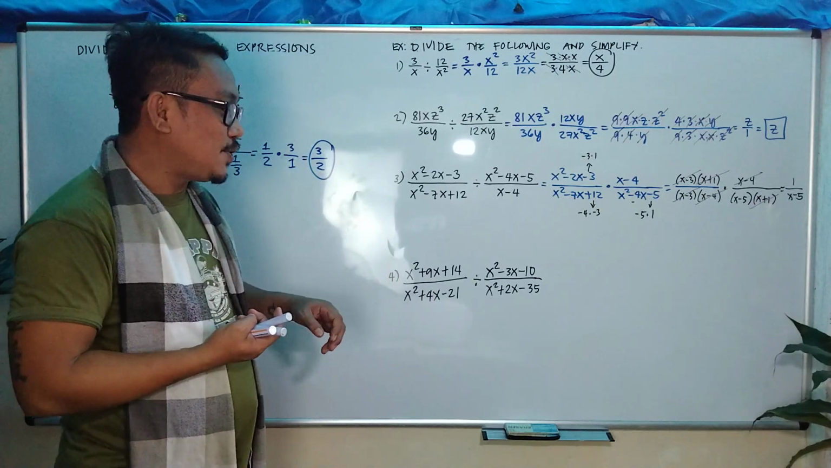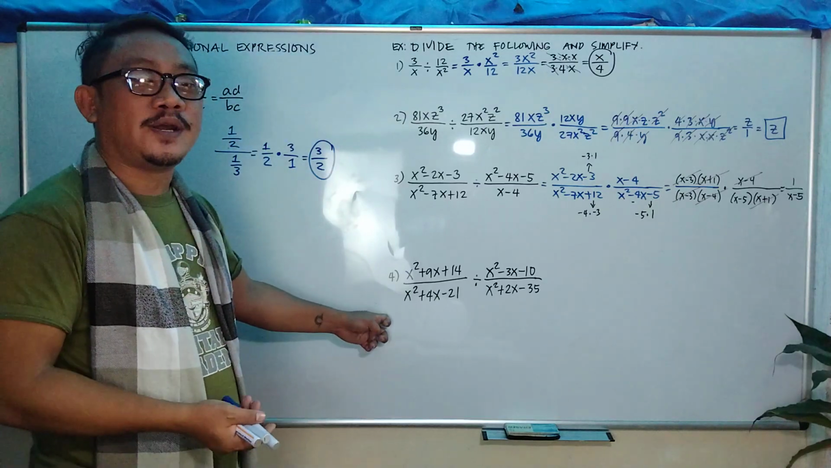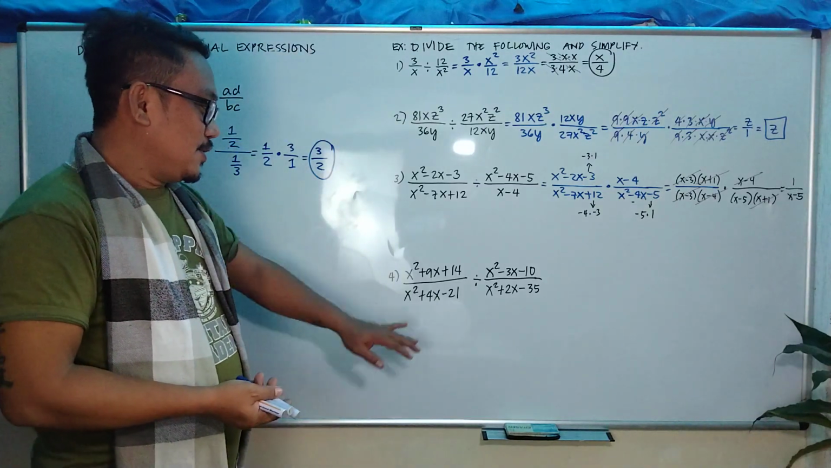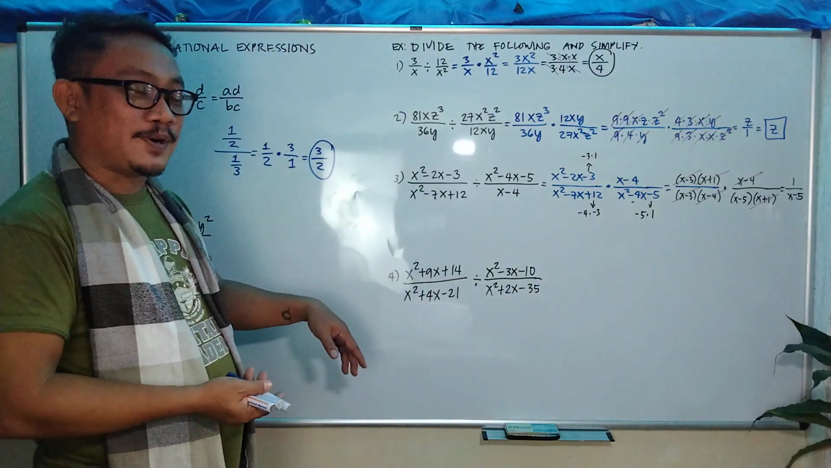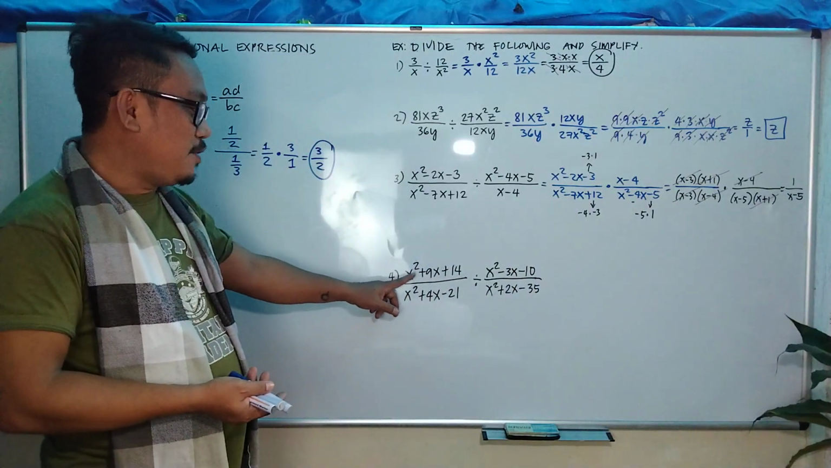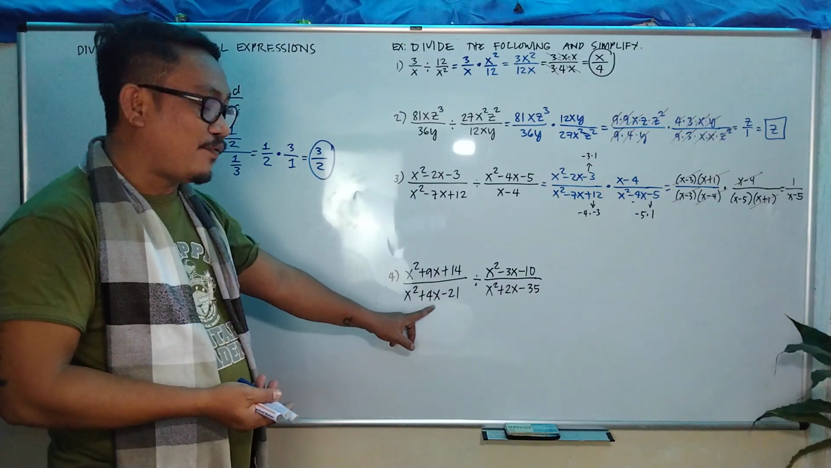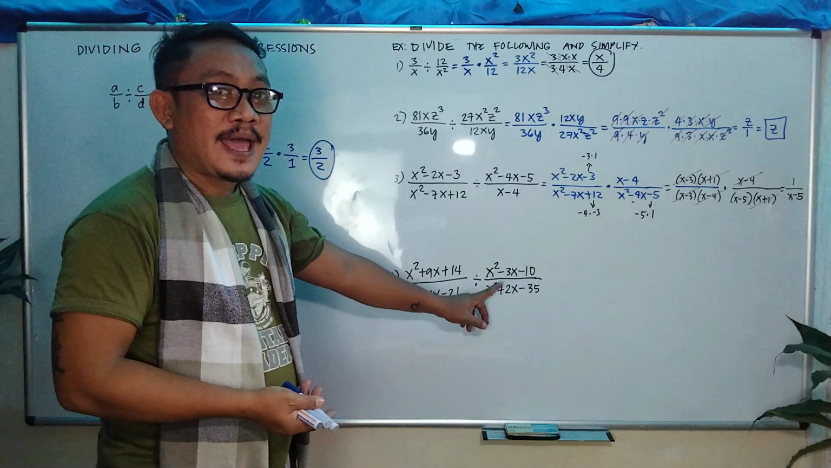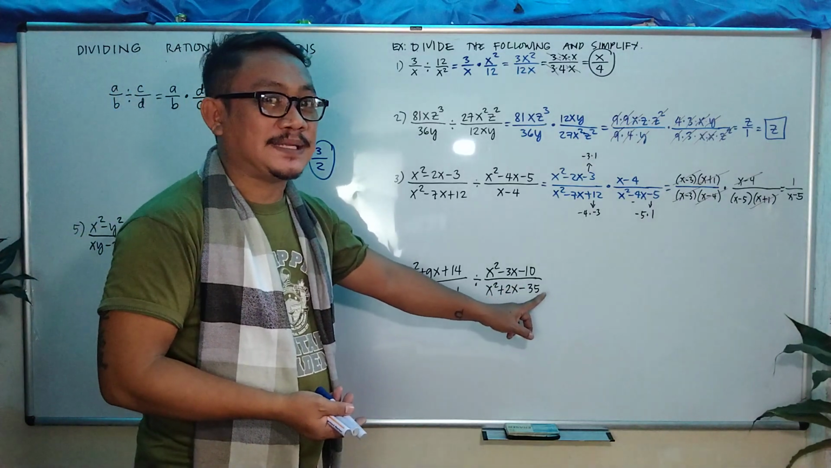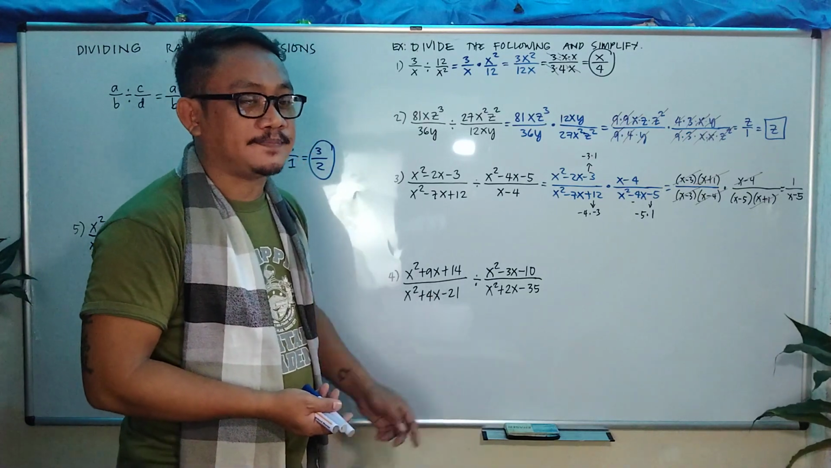Now let's move on to lisod na pud nga type nga example number 4. Okay? So mga ano jud siya. Tanan na jud imong i-factor, no? So you are given x squared plus 9x plus 14 over x squared plus 4x minus 21. Okay? Divided by x squared minus 3x minus 10 over x squared plus 2x minus 35. Okay.